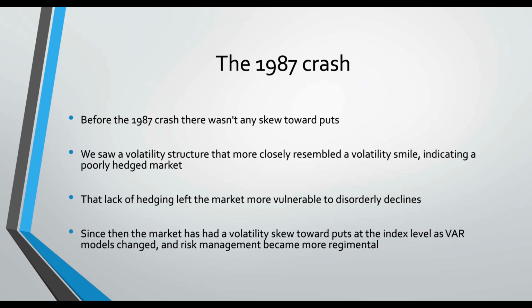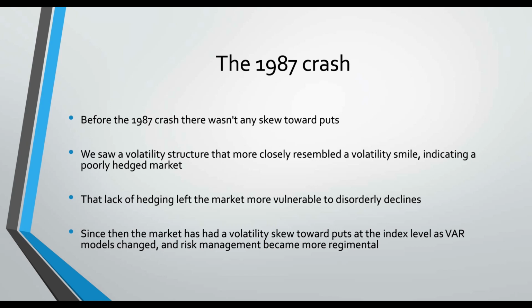The 1987 crash, because we're nearing Halloween, I figured I'd bring up something spooky. Before the 1987 crash, there wasn't any skew towards puts. It was a relatively convex configuration of the implied volatility in the S&P 500, which was a smile. It was a small smile. And that smile told us that market participants were not well hedged.